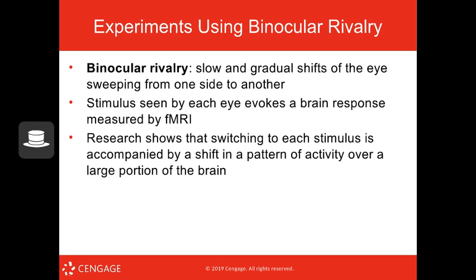Because your eyes are getting information focusing on different things, that's evoking a brain response, because the visual cortices are communicating and sharing that information. Those gradual shifts in your visual focus are causing your eyes to sweep over the information, and that's causing a brain response, which can be measured with an fMRI.